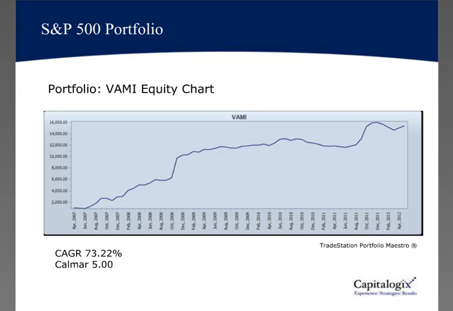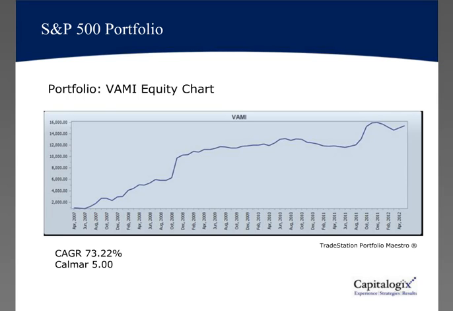And what we have is a VAMI chart. Again, it is a value added monthly index. That's what VAMI stands for. And this is a chart that comes directly from Portfolio Maestro. So to the numbers. What we have here is a basket that is applied to the S&P 500, and the CAGR is 73%, and the CalMAR, as an example, is 5.